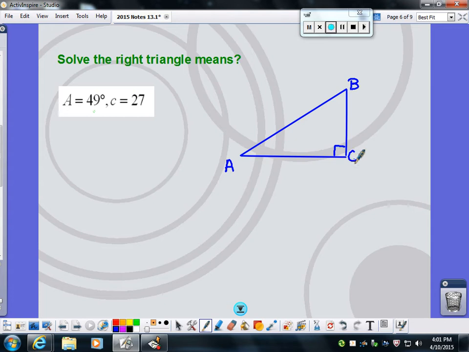All right, so remember back from geometry, side A is across from angle A, side B is across from angle B, and side C is across from angle C. Now this is not drawn to scale. So angle A is 49 degrees. If we set it up this way, that's going to make our A our opposite, our B our adjacent, and our C our hypotenuse.